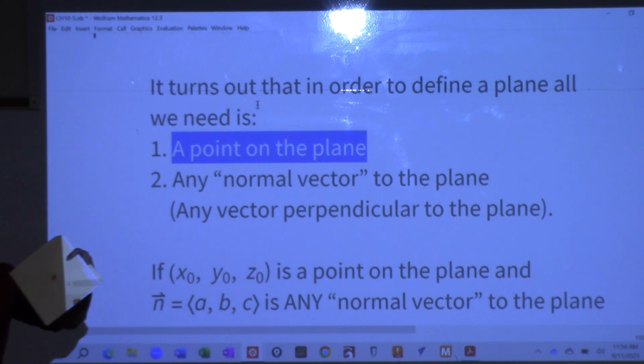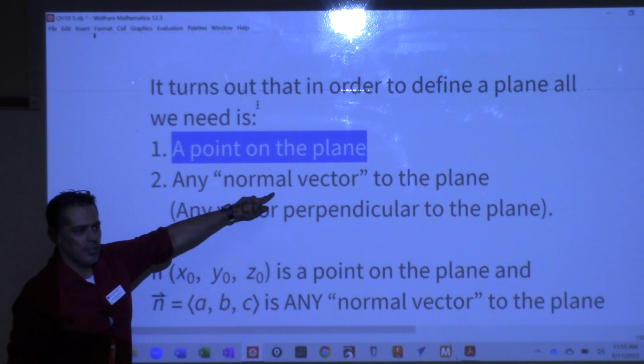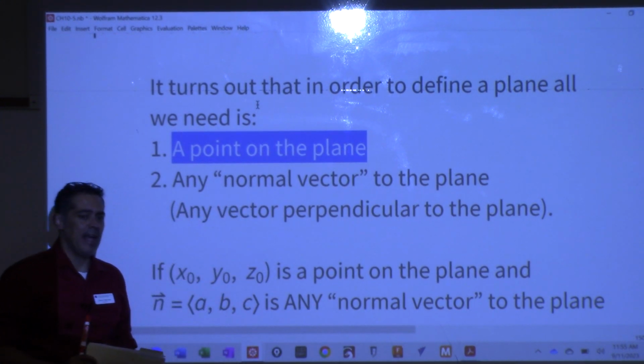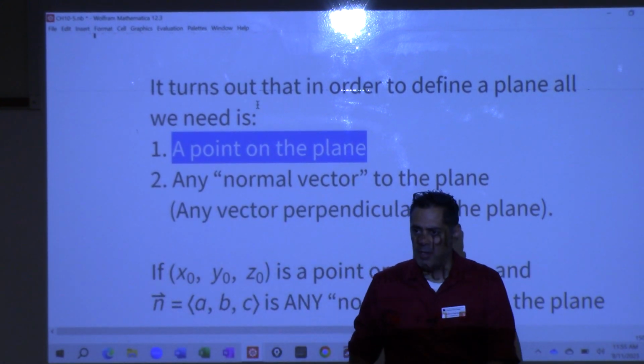If I give you a vector that's orthogonal to this plane, do you all agree that that vector right there uniquely defines this plane? If I change the direction of that vector, it changes the plane, doesn't it? So you only need 1 point and what we call the normal vector to the plane. Any vector perpendicular to the plane is all you need.